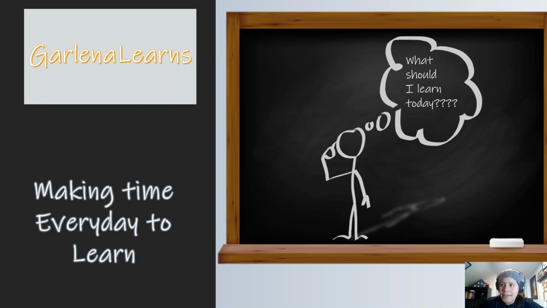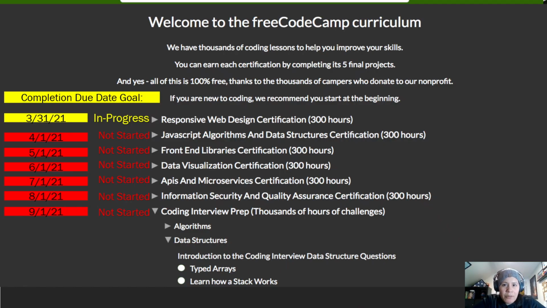And today, I am still working my way through the freeCodeCamp curriculum. Right now, I'm in progress with the module Responsive Web Design Certification. My goal is to complete that by the end of this month, March 31st. It is March 8th, so it's a pretty aggressive timeline, but that's my goal.